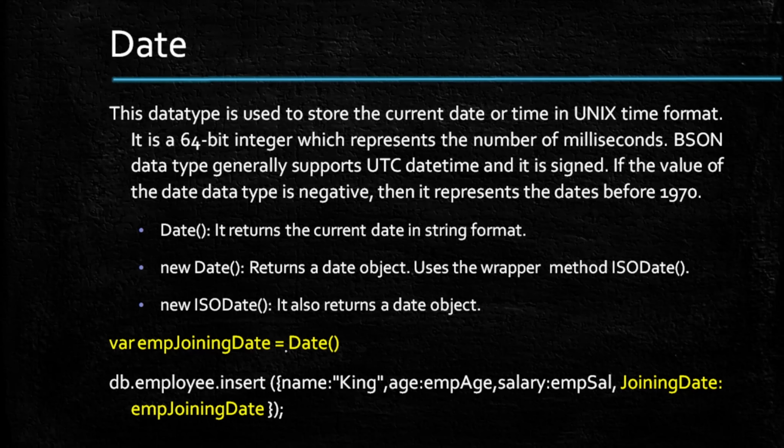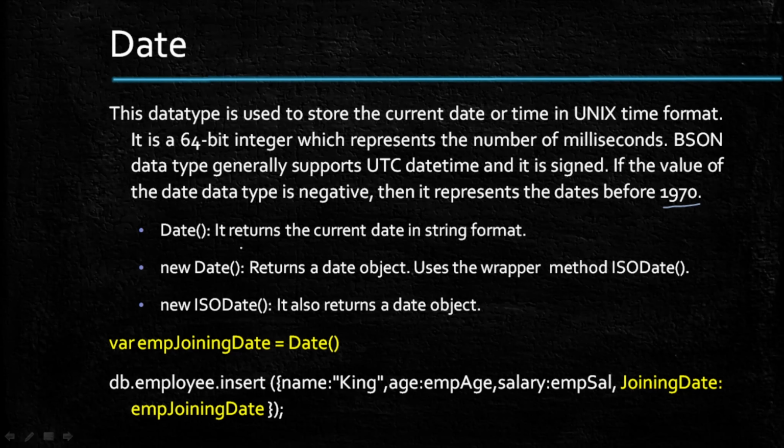Next is the date data type. This data type is used to store the current date or time in Unix time format. It is a 64-bit integer which represents the number of milliseconds. This data type generally supports UTC date time and it is signed. If the value of the date data type is negative, then it represents dates before 1970. It has three different methods to get the date details from MongoDB.